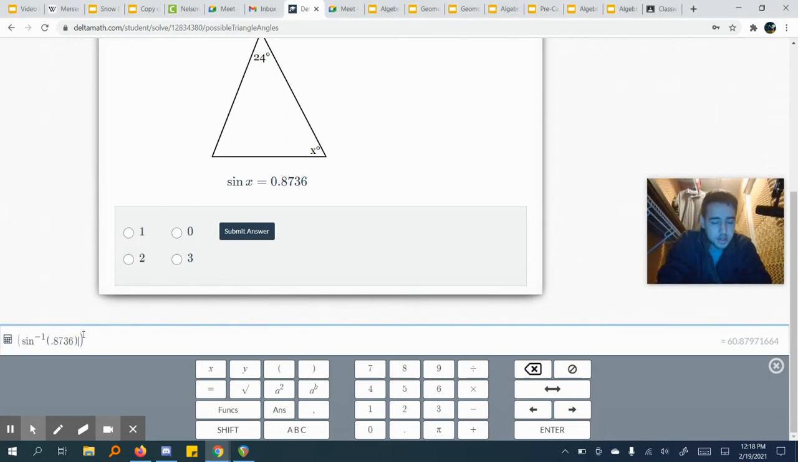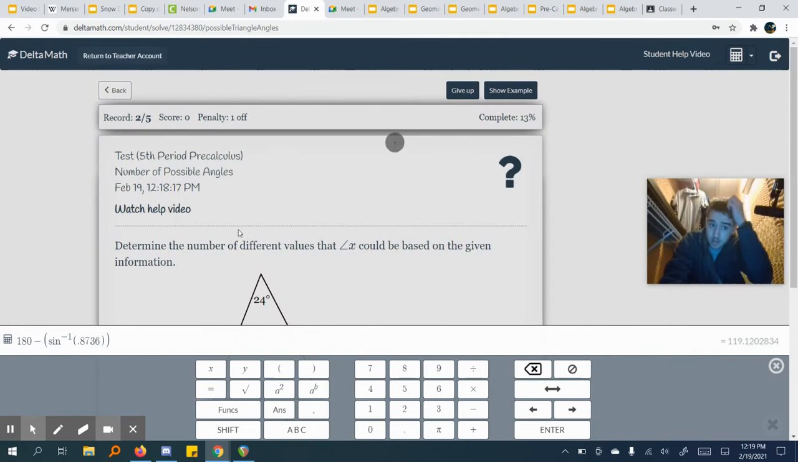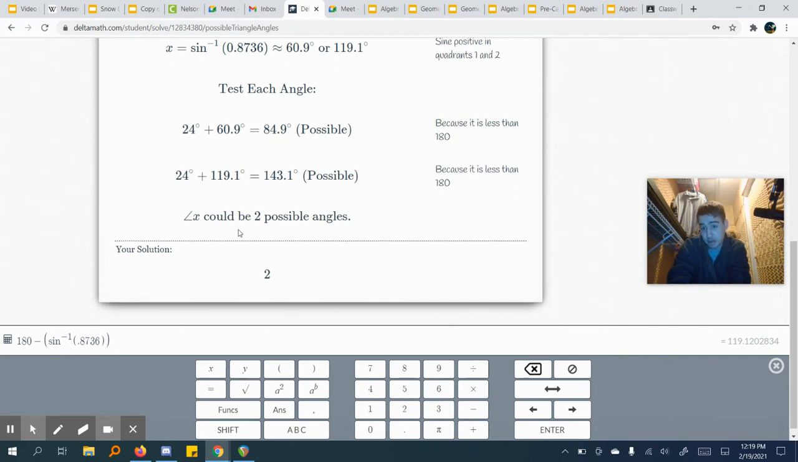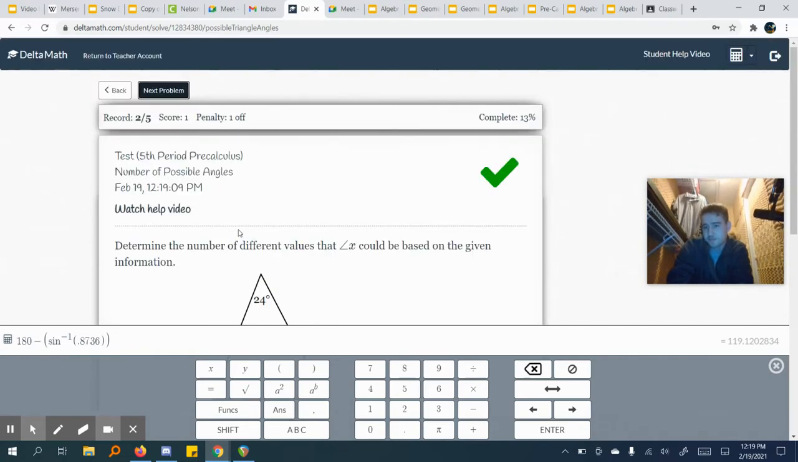And now, to be a little more thorough, let's check the other one. 180 minus that is 119. Adding either of those things to 24 gives you things less than 180. So it could have two possible values. Now, unless there's something that I just have not thought of properly, I don't think there is a way for the answer to be three possible values. But if we run across one where it is the case, then I'll eat my words.